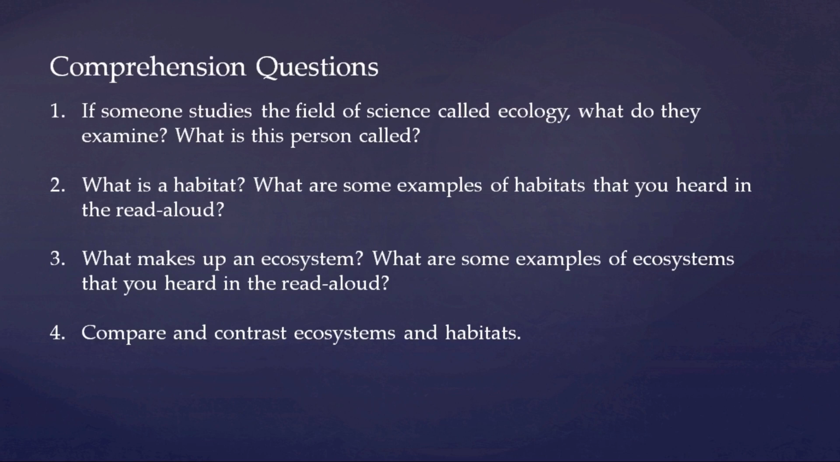3. What makes up an ecosystem? You are right. Animals' habitats, including living and non-living things, make up an ecosystem. What are some examples of ecosystems that you heard in the read aloud? Some examples of ecosystems that I heard in the read aloud are tundra, forests, oceans, streams, ponds, lakes, savannas, deserts, etc.